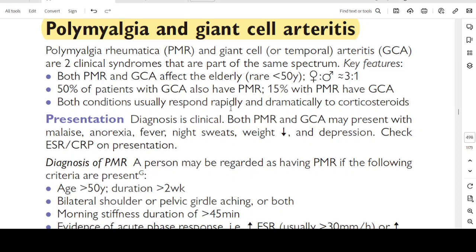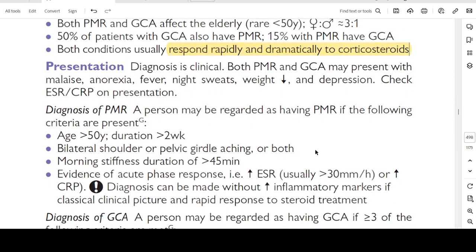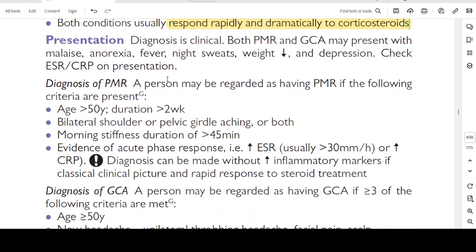Both conditions usually respond rapidly and dramatically to corticosteroids. Presentation. Diagnosis is clinical. Both PMR and GCA may present with malaise, anorexia, fever, night sweats, weight loss and depression. Check the ESR or CRP on presentation.